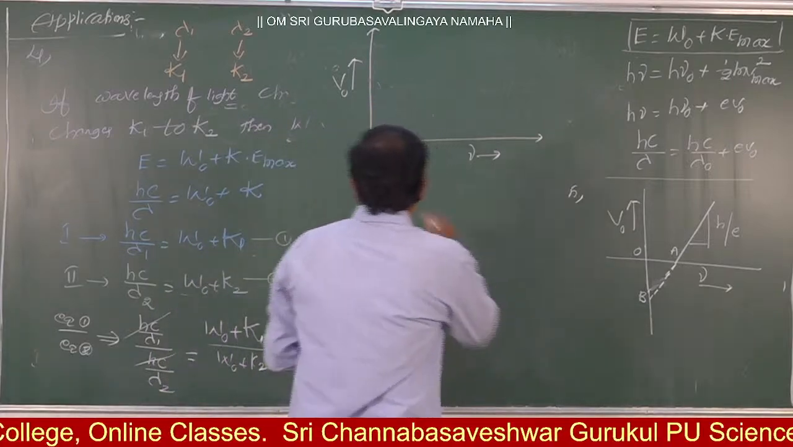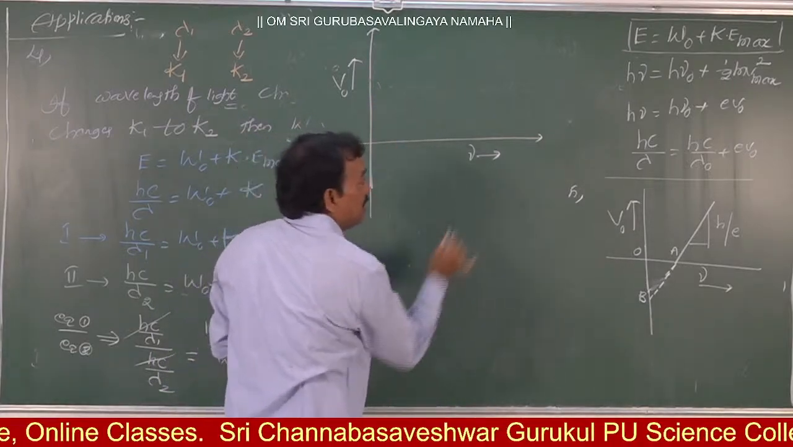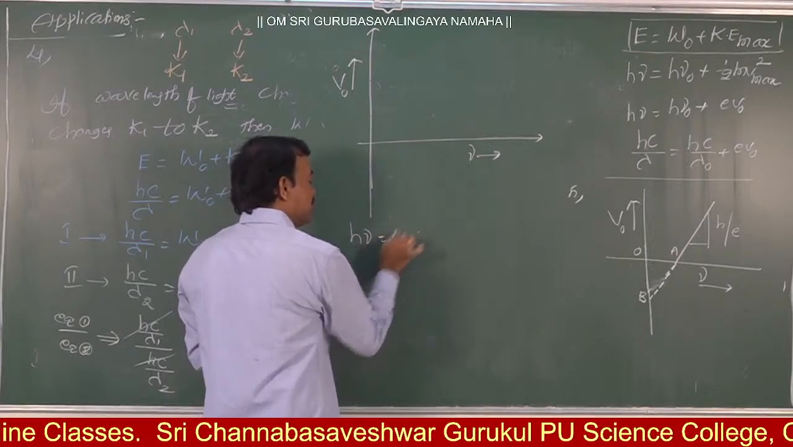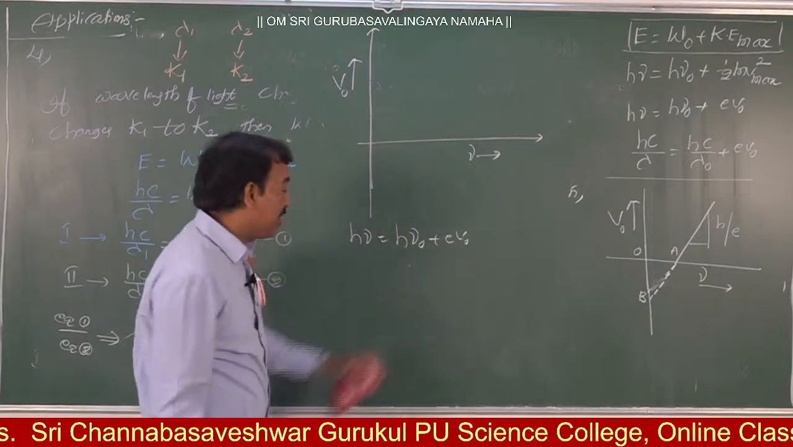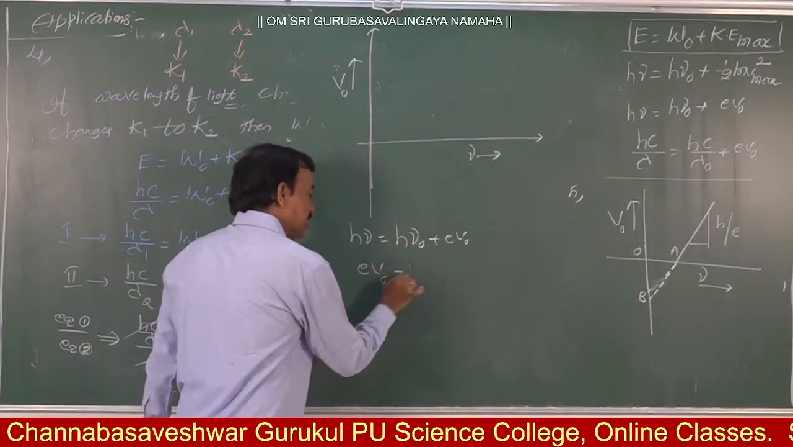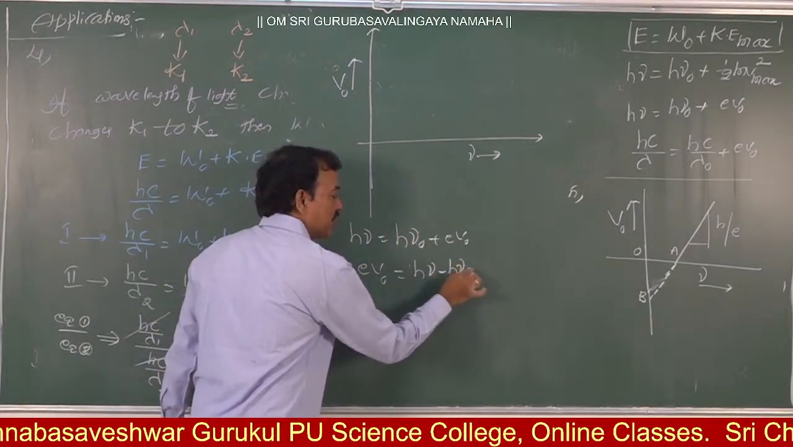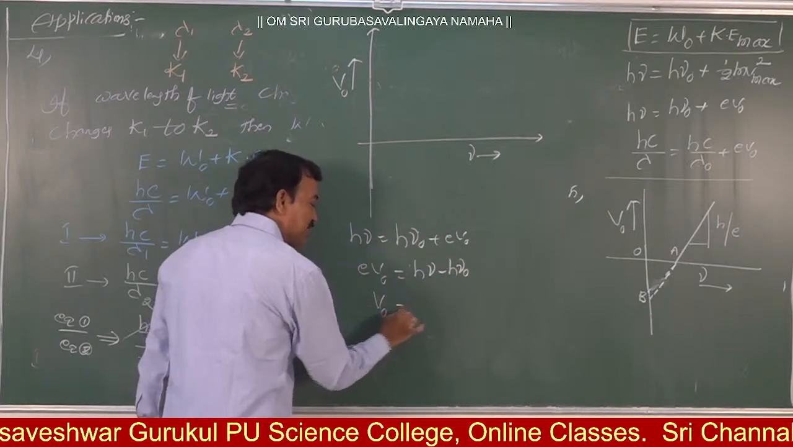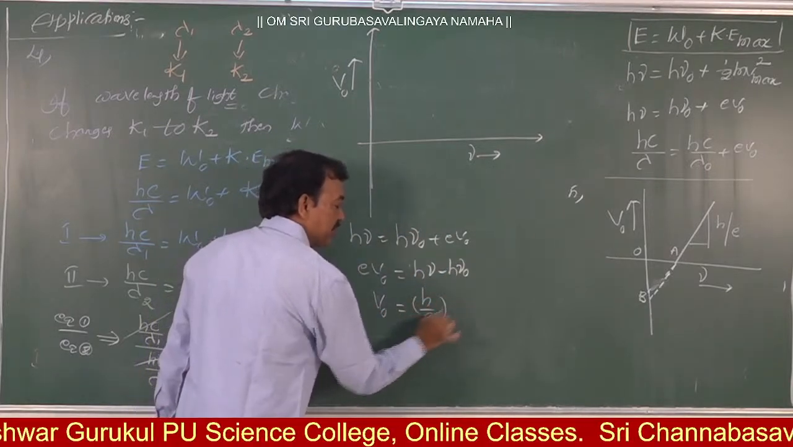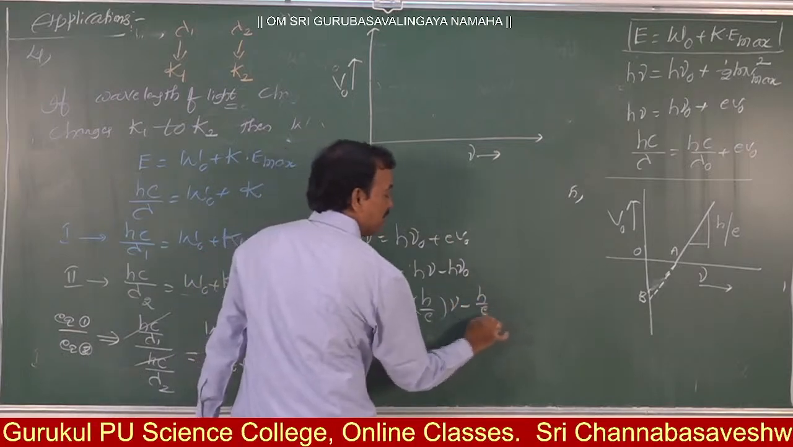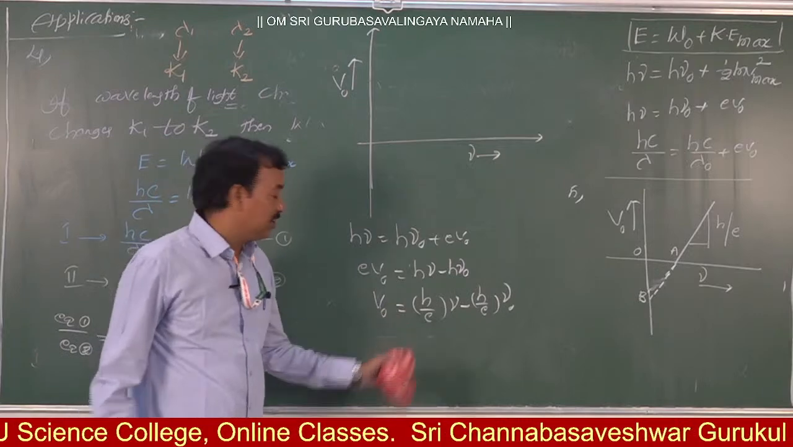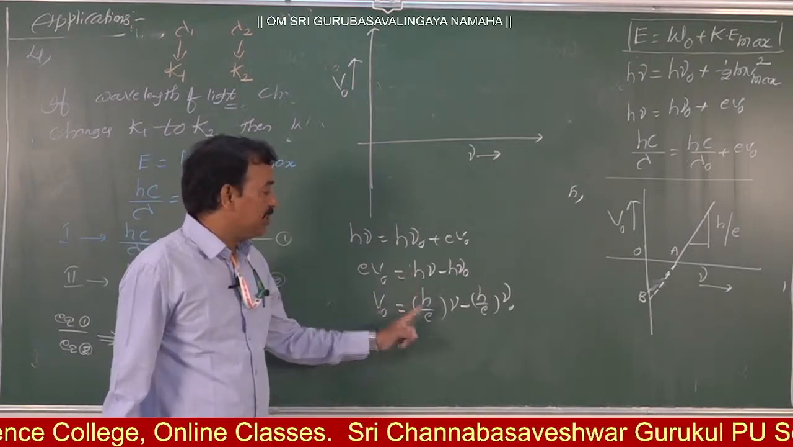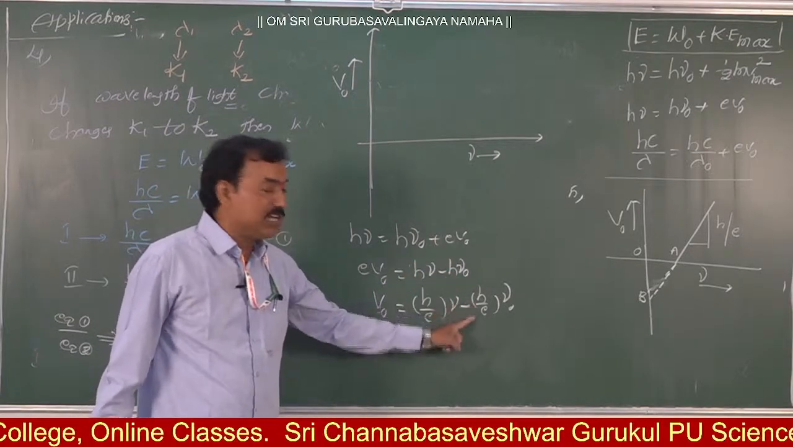What is the graph here? h nu is equal to h nu naught plus eV naught. So what is the eV naught equation? eV naught is equal to h nu minus h nu naught. So what is V naught? V naught is equal to h by e into nu minus h by e into nu naught. In the last class also this equation was given, am I right or not?